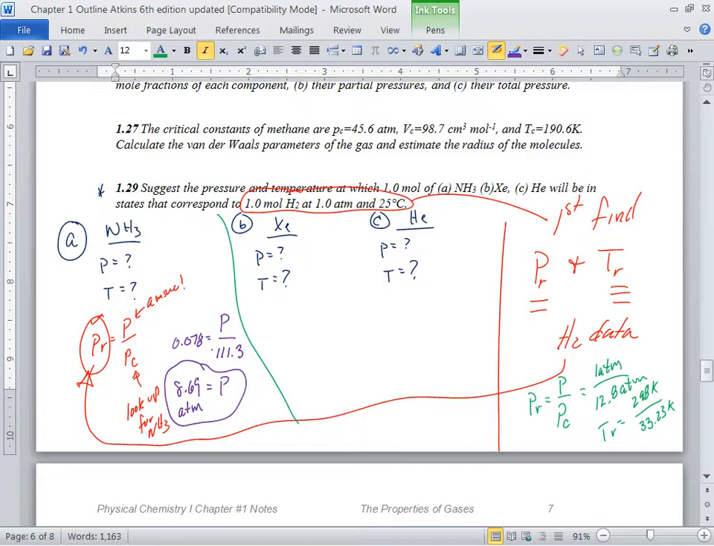Okay, now I'll go ahead and calculate what the temperatures are going to be. Does that make sense? If I lost you, just ask. What would the critical temperature of ammonia be? 405.5 Kelvin.